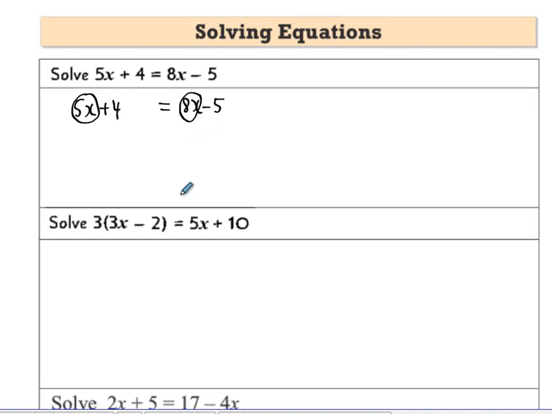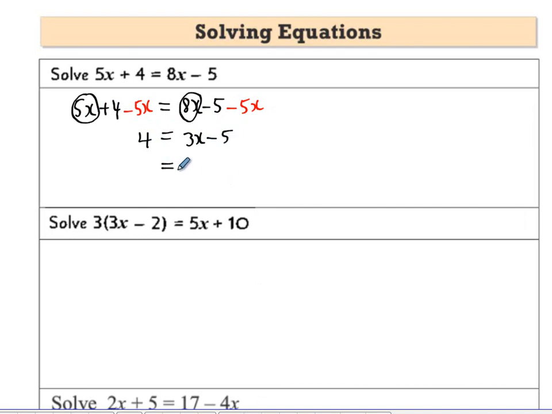So to do that, if I were to take away 5x here, then I will have no 5x after this on the left side. If I take 5x on the left side, I must take 5x on the right side. What do I get from here? So 5x take away 5x is 0. I have 4. And then 8x take away 5x, I have 3x. Minus 5 is still there.